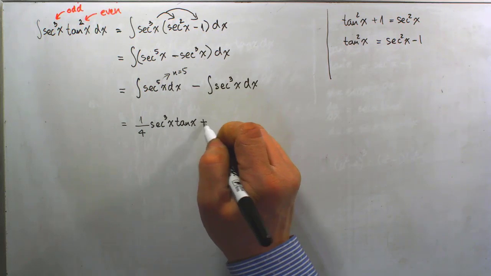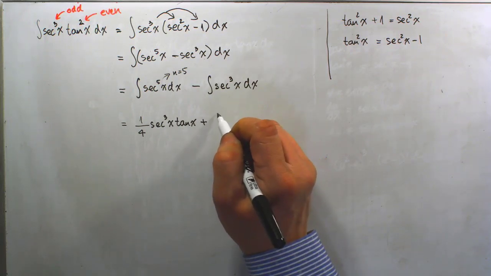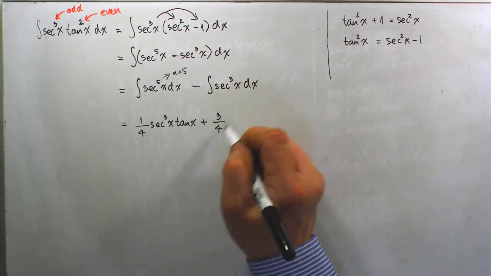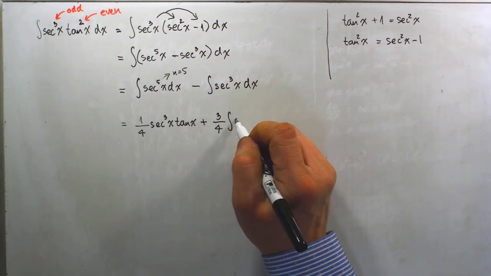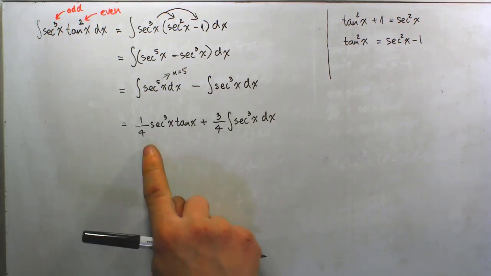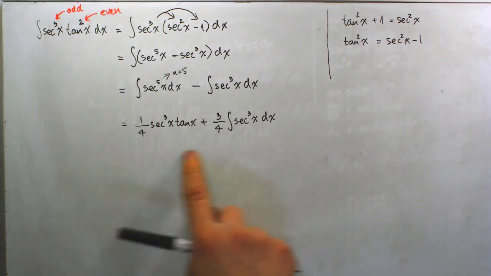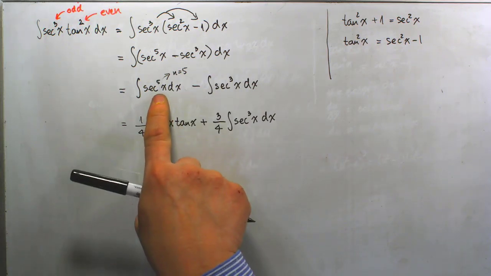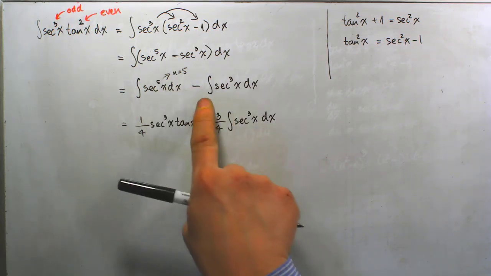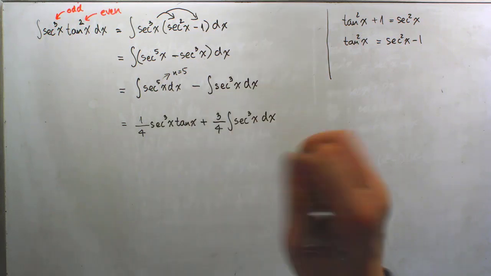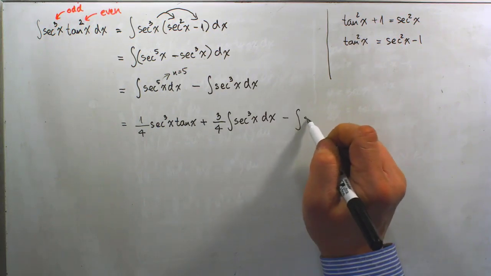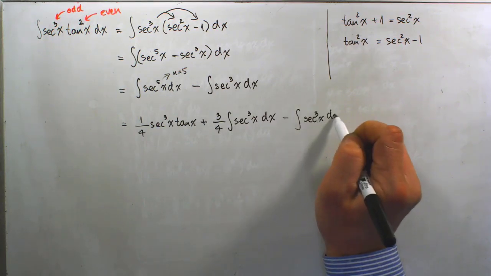And plus 3 over 4 times the integral of secant cube of x dx. So this is the result after applying the reduction formula on the integral of secant to the fifth of x. But don't forget, we still have another integral to go. So minus the integral of secant cube of x dx.